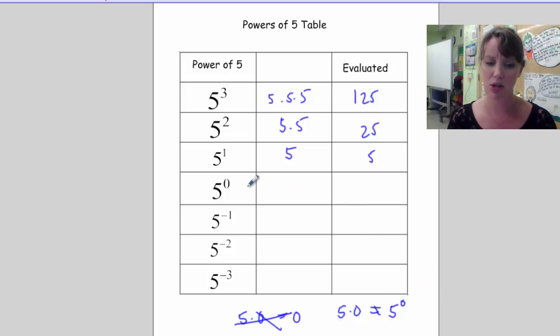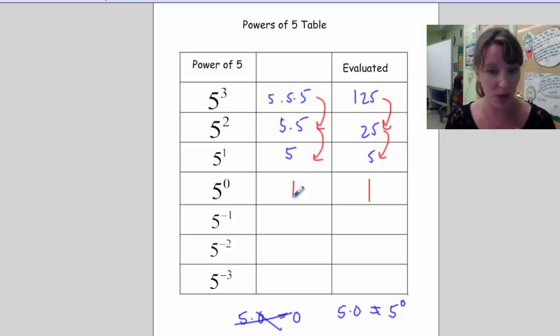So to figure out what 5 to the 0 power is, we can just look at the pattern that we've established here. Here we have 3 5s, here we have 2 5s, here we have 1 5. Another way of saying it is that every time you drop down 1, you are reducing the factors, or dividing by 5. So 5 times 5 times 5 divided by 5 would just get you 2 5s here. 5 times 5 divided by 5 would get you 1 5. You can see it here too. 125 divided by 5 is 25. 25 divided by 5 is 5. So continuing on this pattern, 5 divided by 5 is 1. Okay, so this has got to be 1.